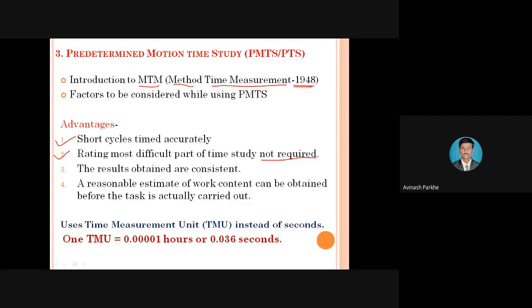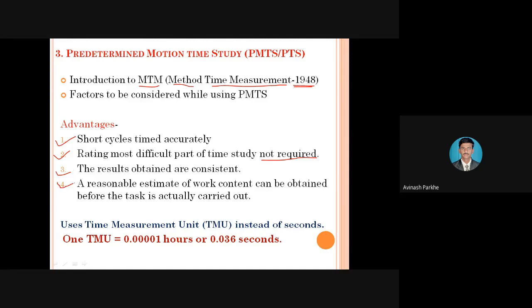Whenever I have to give the ratings, at that time this PMTS also plays a very important role. Then the third advantage: the results obtained are consistent. This is very important. Whatever results you get from this particular PMTS, the obtained results are all consistent results.